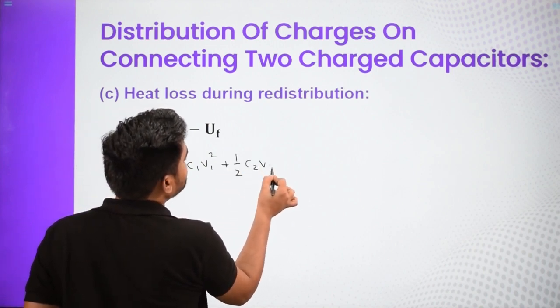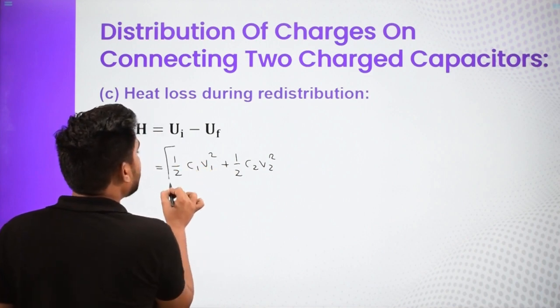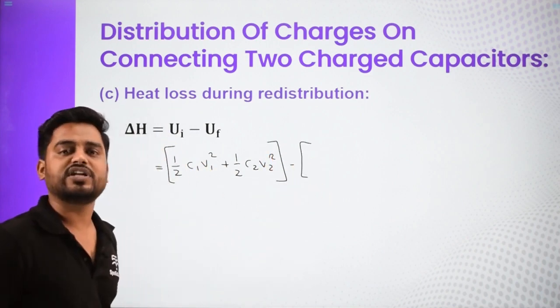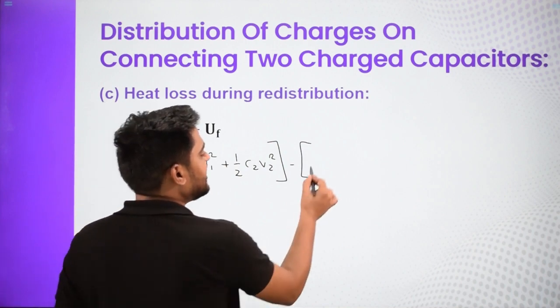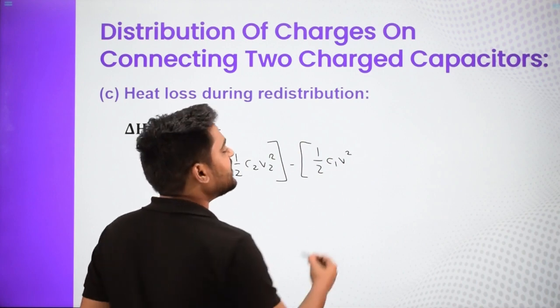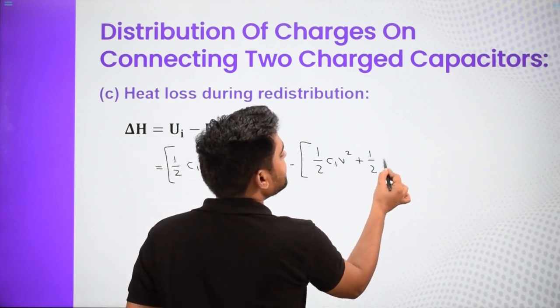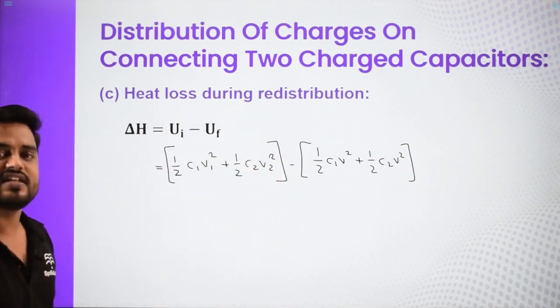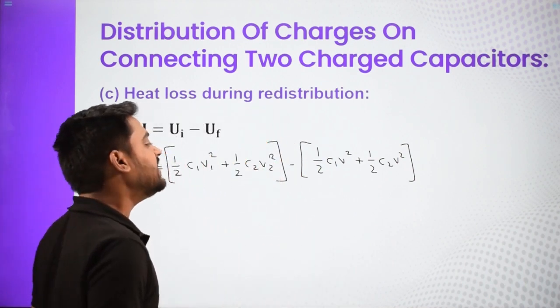Half C2 V2 square. This is my initial potential energy minus... What is my final potential energy? So the final potential energy of the first capacitor is half C1 V square, and of the second one is half C2 V square. What is V? V is the common potential, which is nothing but total charge upon total capacitance.